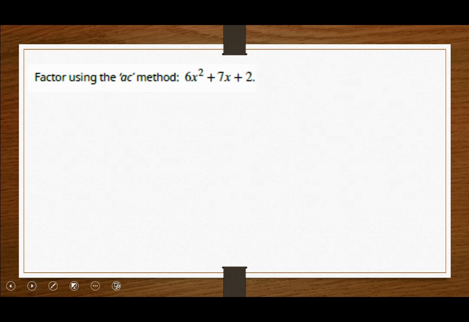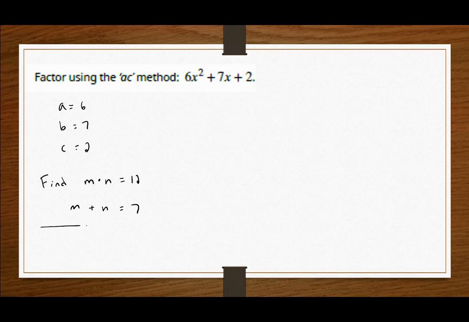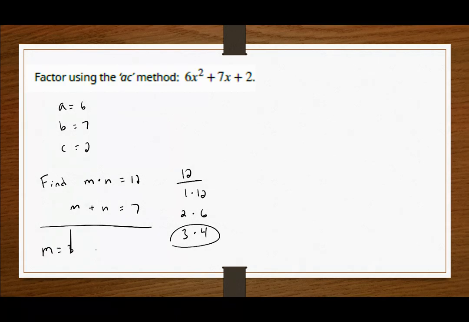Here again we have the AC method, our A value 6, B value 7, C value 2. We're tasked with finding two numbers that multiply together to give me 12 and also add together to give me 7. Looking at the factors of 12, and there's not that many: 1 times 12, 2 times 6, 3 times 4. Hopefully it's obvious that this pair here is what we need. Jotting that down, we get m is equal to 3, n is equal to 4.